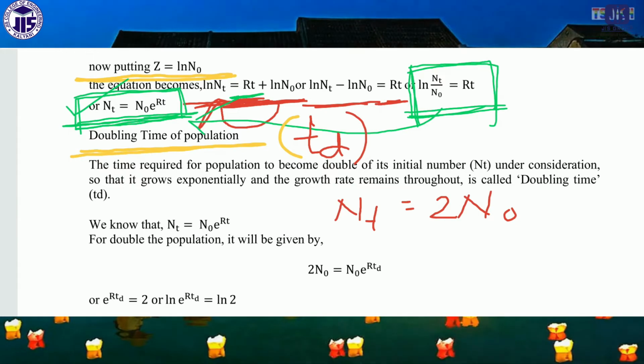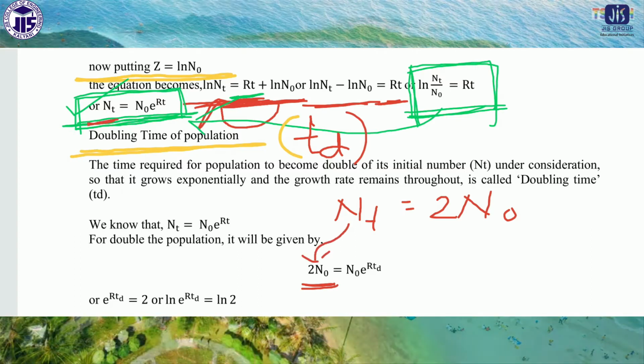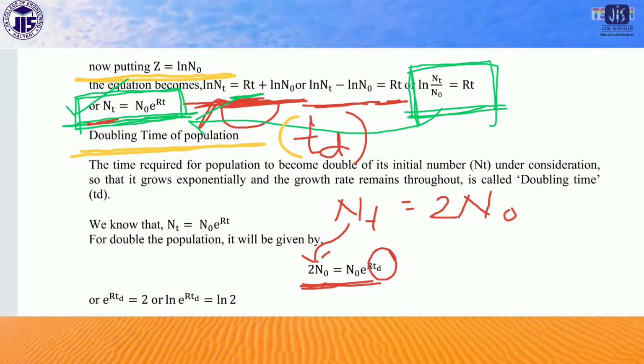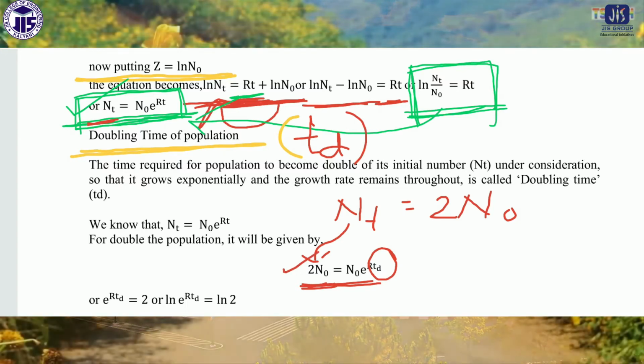So if nt equals 2n0, we replace that in the equation nt equals n0 into e to the power rt. In place of nt we write 2n0, so 2n0 equals n0 into e to the power r td. Why td? Here T will be replaced by td, as you have to consider the time as the doubling time, when the population will be 2n0.